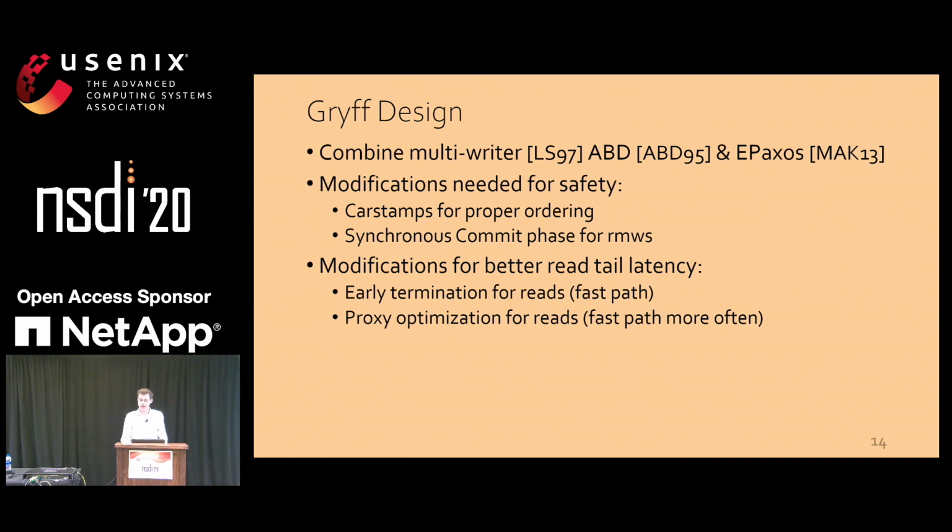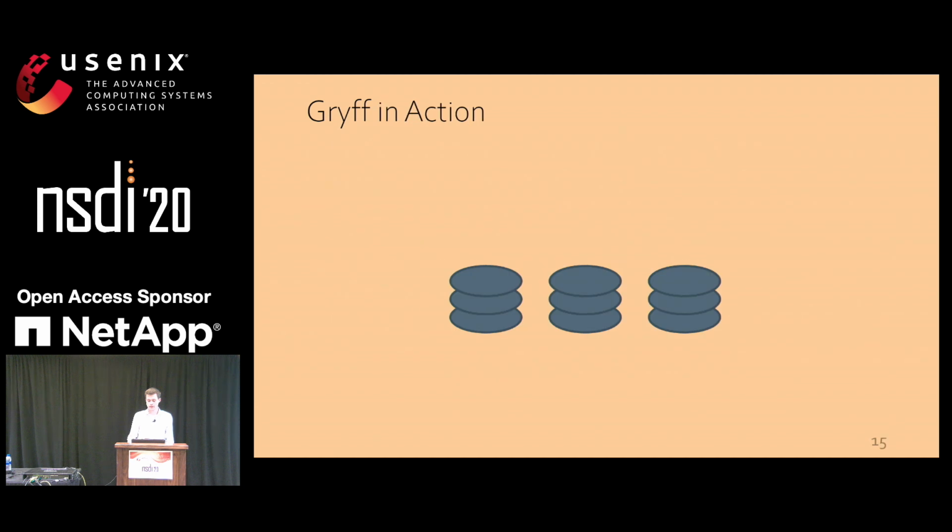We enable a fast path for read operations so that they can terminate after one round of communication. And we introduce a proxy optimization that allows replicas to coordinate reads for clients in order to increase the likelihood that the fast path is taken. Unfortunately, I don't have time to go into all the details, so if you're interested, please see our paper. Instead, I'll show a simple execution of each operation type just to give a high-level intuition of how Gryff works.